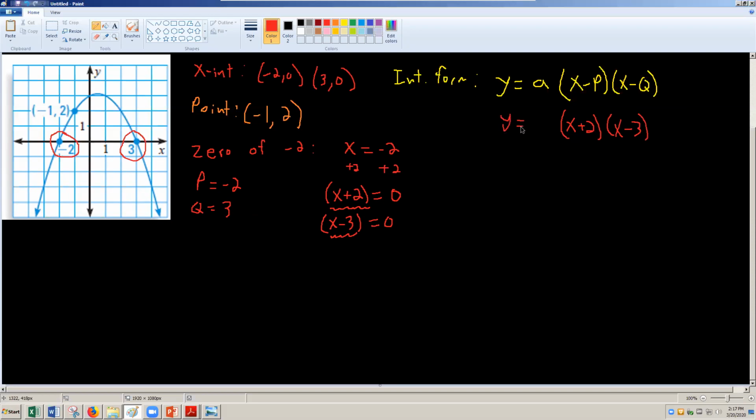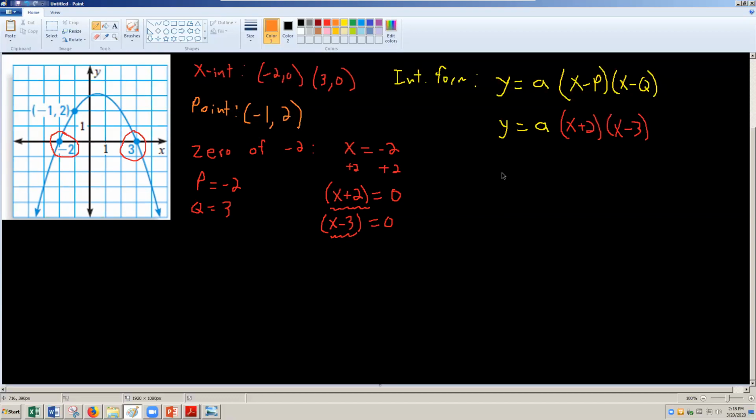I've got y equals, actually let's keep that in yellow. So just based off of the intercepts here, I get my factors, and that's where this comes from. And so now once I have it like this, I need to solve for the a. How am I going to solve for the a? Well, I'm going to solve for a by plugging in this point that I know works.